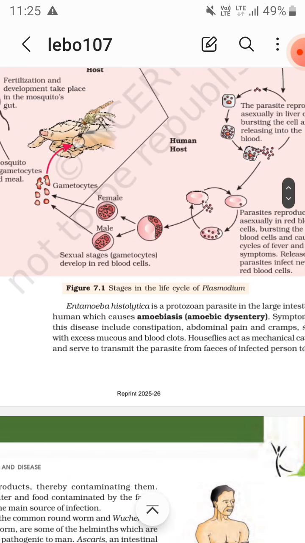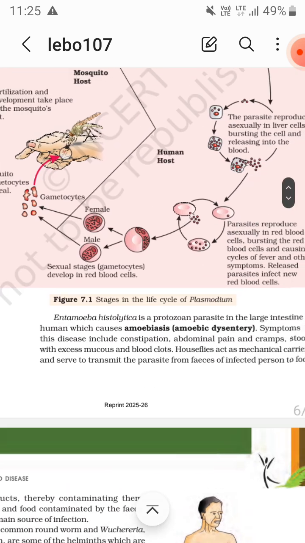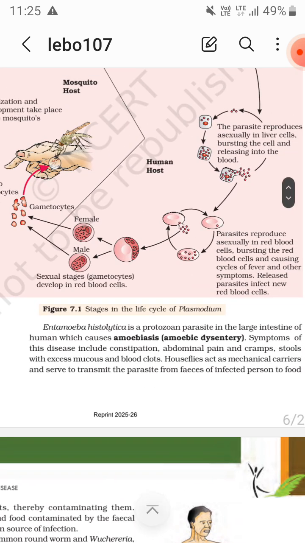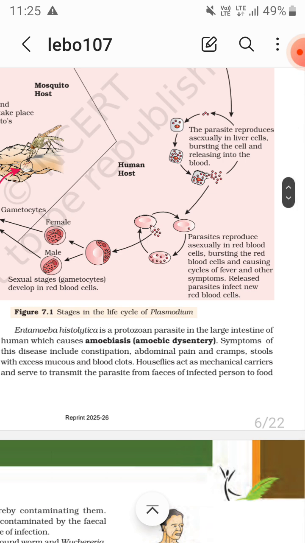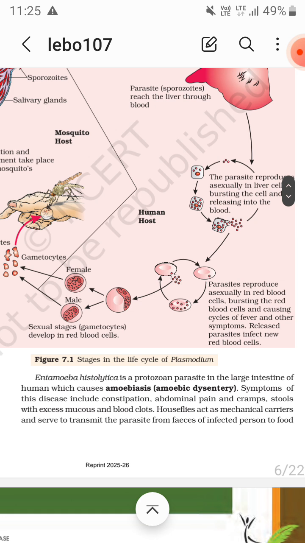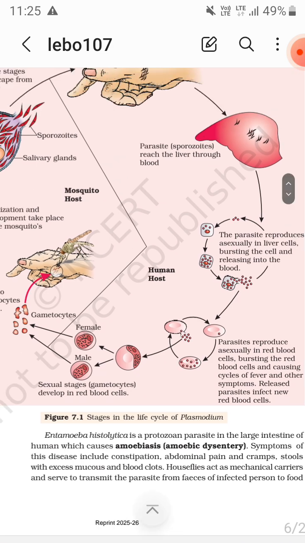So this was it. Now amoebiasis, amoebic dysentery, caused by Entamoeba histolytica, which is a protozoan parasite in the large intestine. The housefly acts as a mechanical carrier in amoebiasis.